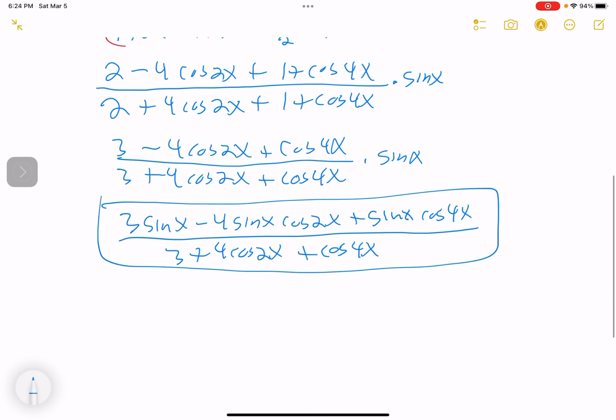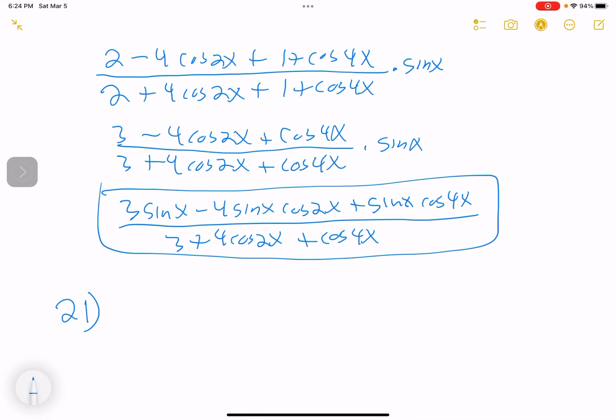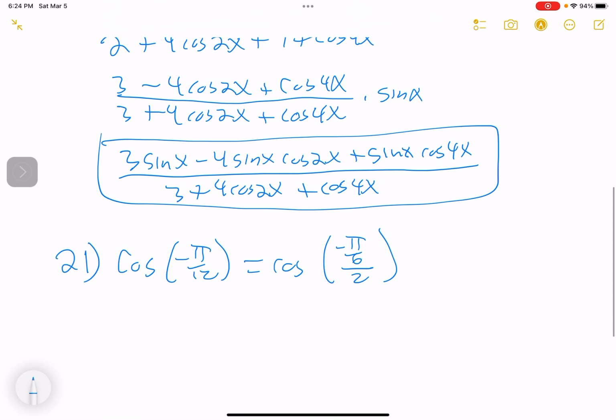Okay, the last one that was asked about was number 21. And 21 is a half angle problem. So it's cosine of negative pi over 12. I like to think of this as cosine of negative pi over 6 over 2 to get to negative pi over 12. And if you recall, cosine of x over 2 is plus or minus, depending on the quadrant it's going to be in, the square root of 1 plus cosine of x all over 2.